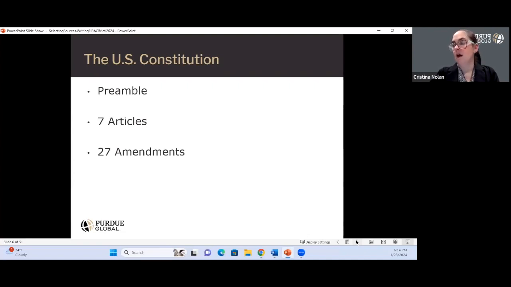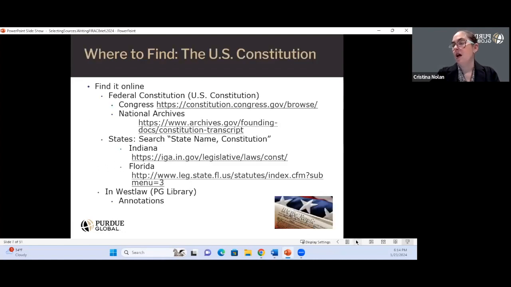What does the U.S. Constitution consist of? A preamble, 7 articles, 27 amendments, all primary sources of law. And again, this is where the PowerPoint is going to help you as a resource material. So you may want to save it in your little library of resources.